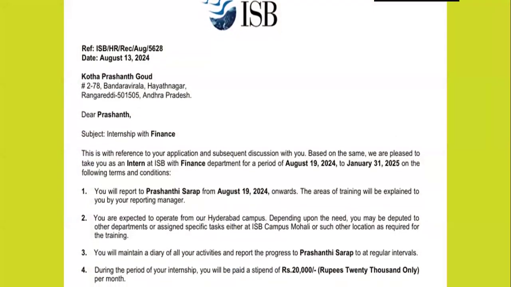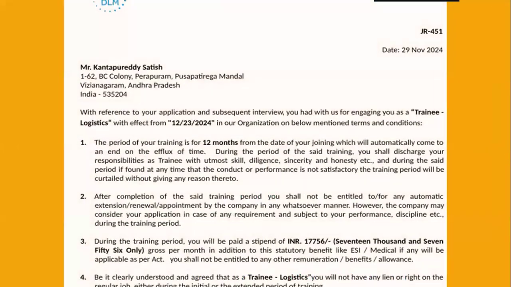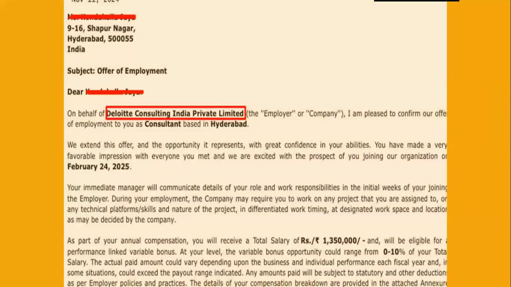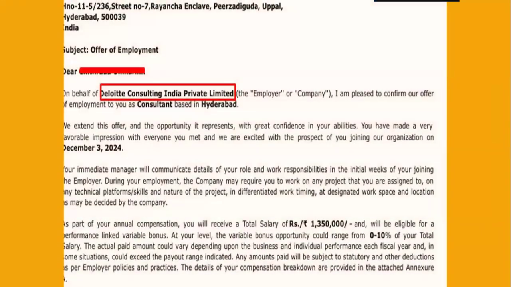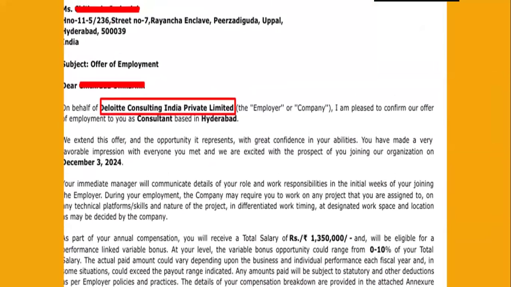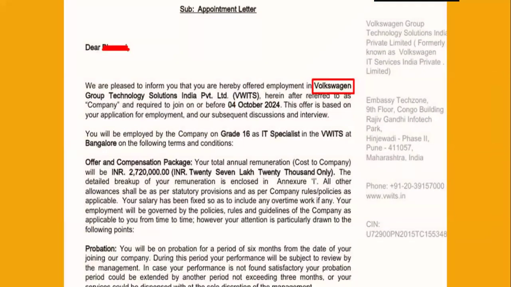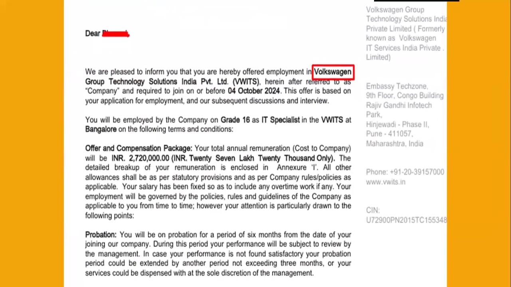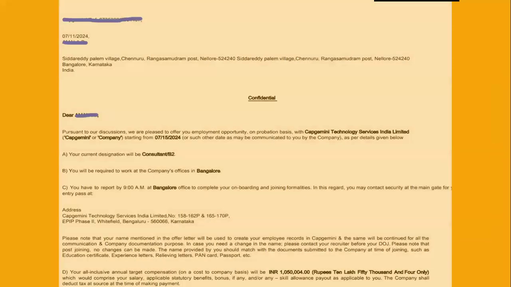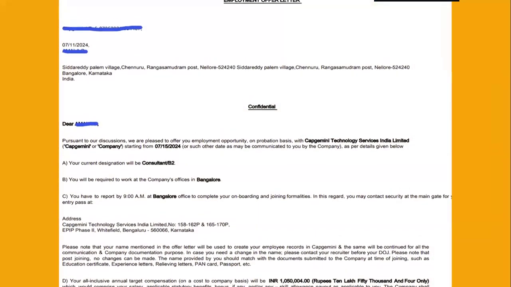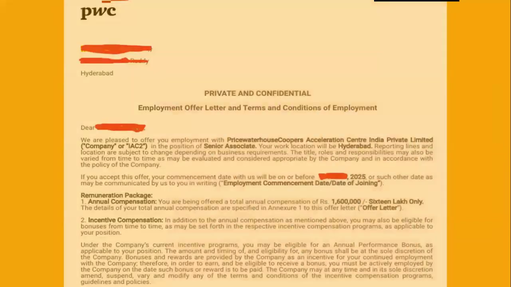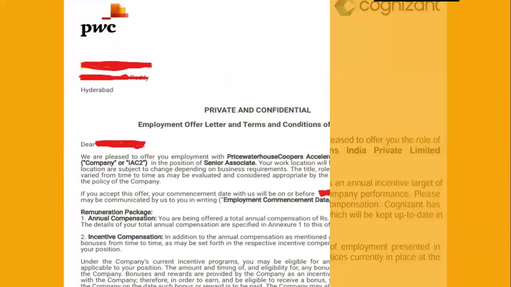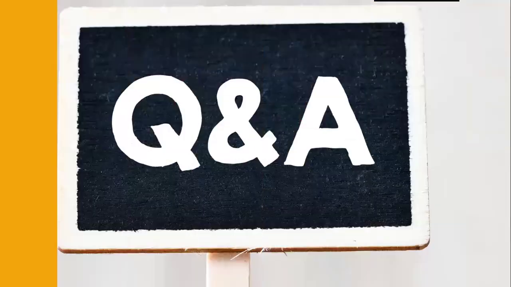And this is a fresher offer letter. This is also a fresher offer letter. Experienced offer letter for 13.5. Another experienced one in Deloitte. Deloitte, we have a lot of people. Volkswagen, highest package so far, 27 lakhs. This is for Capgemini. Accenture third party, PwC, Cognizant. That's it. Almost all top companies, we have offer letters for our students.